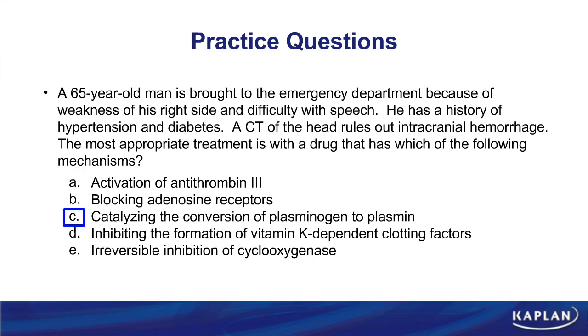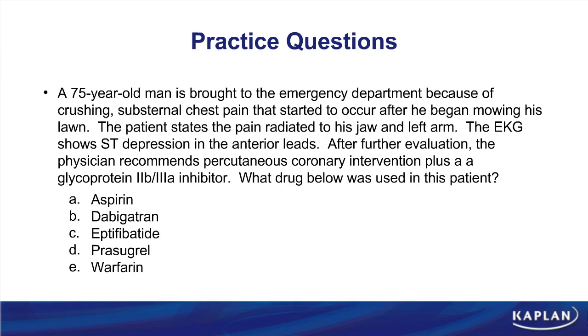Here's question 2. Pause the video, review the question on your own, and then we will discuss. A 75-year-old man is brought to the emergency department because of crushing substernal chest pain that started to occur after he began mowing his lawn. The patient states the pain radiated to his jaw and left arm. The EKG shows ST depression in the anterior leads.